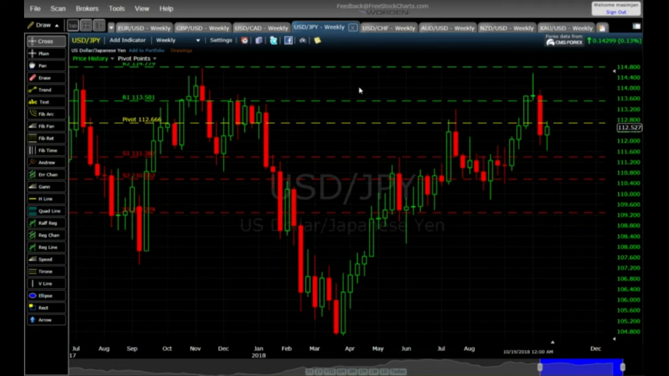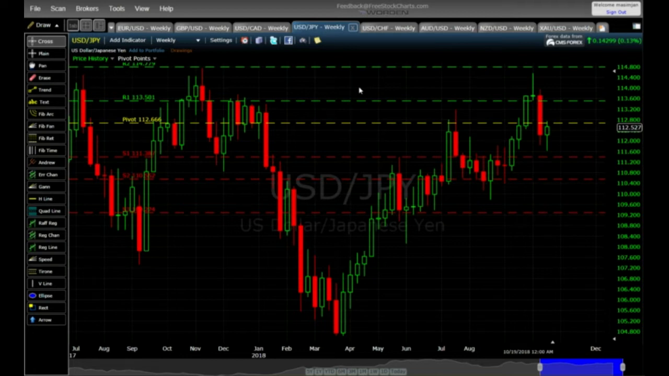But if it continues to be below the pivot, which is at 112.666, I'm expecting that it might once again attempt 111.387, and a breach below this one might go to 110.552. So at the moment I'm kind of sideways for this week, as it's below the pivot.